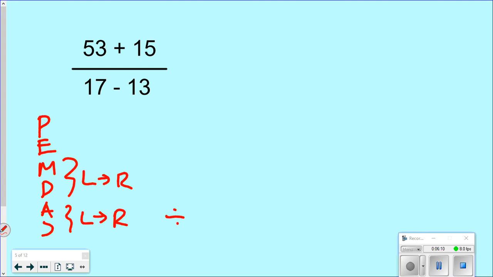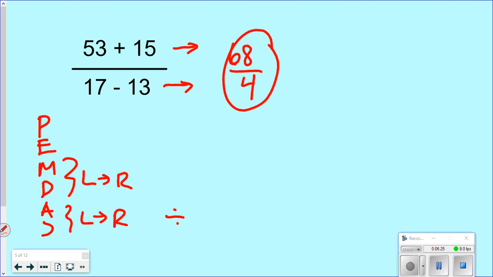So in this case, you have to do your addition and subtraction first. So 53 plus 15 would be 68. And then 17 minus 13 would be 4. And then you would just do your division here. Now, think about it. If you had to put this in the house, what are you going to put first? Your top number always goes in the house. Your bottom number goes on the outside. Now you can do your simple division.